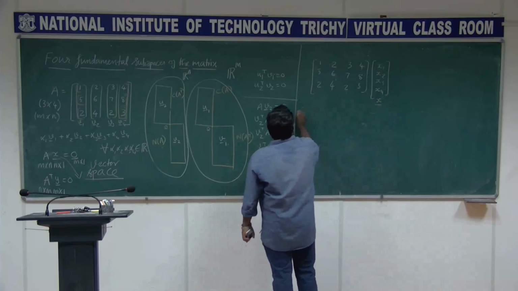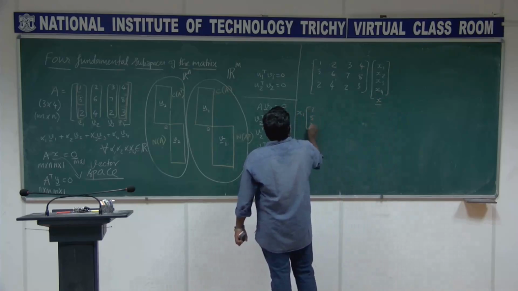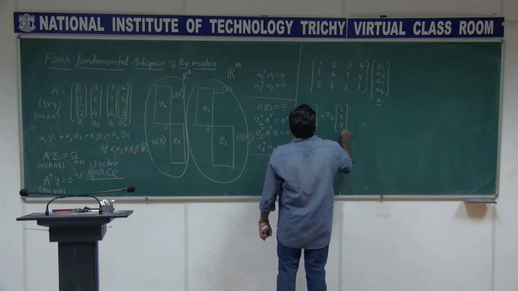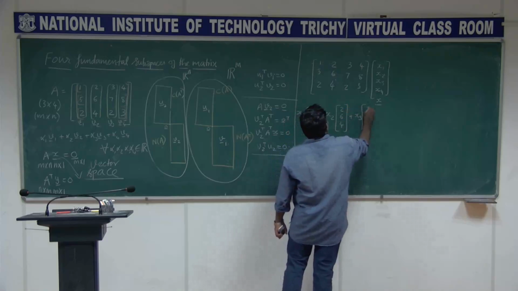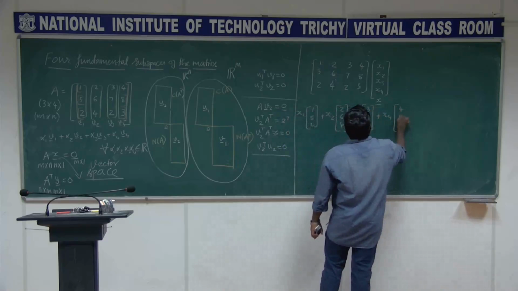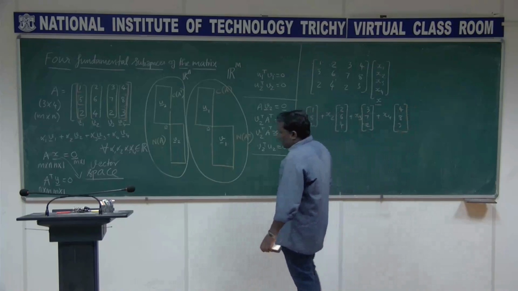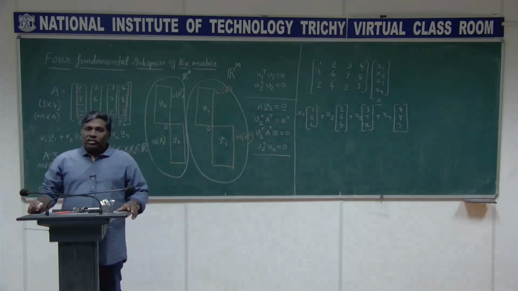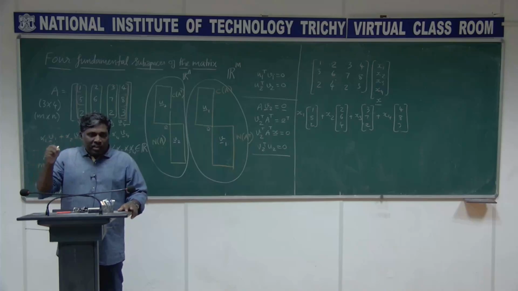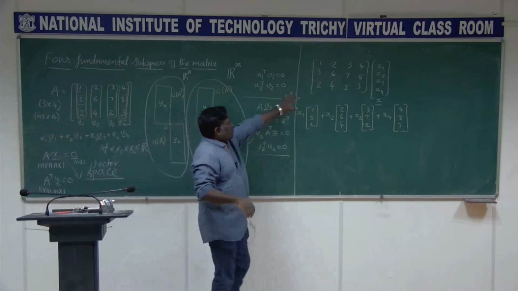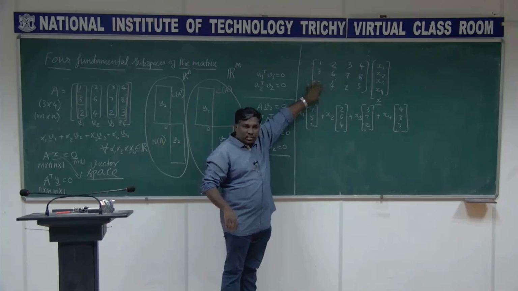This I can write as X1 times the first column plus X2 times the second column plus X3 times the third column plus X4 times the fourth column. It means I am doing linear combinations of the columns of this matrix A. You got it? So if I multiply the matrix A with X, what it really means is that I am mapping to the column space of A. Both are the same, the way I write this and this is going to be the same.